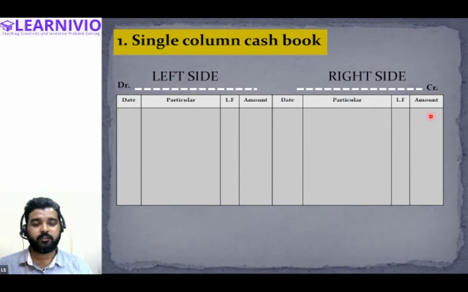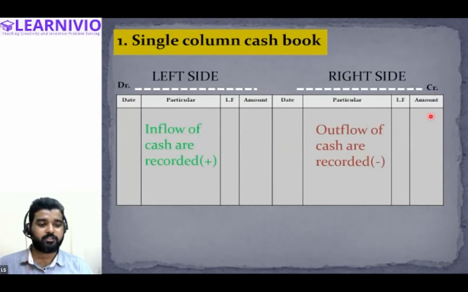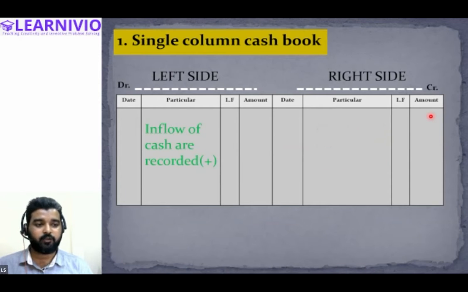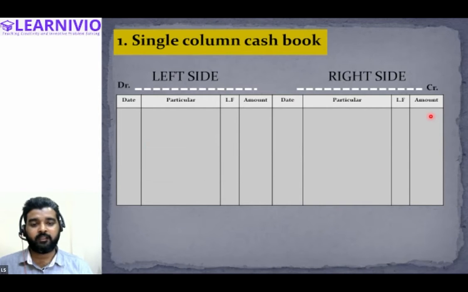Now listen to me very carefully. In the single column cash book, on the left side, what do we record? We record the inflows of cash. Whatever the cash inflow, it will be recorded in the left side of the cash book, right? On the other hand, the right side records the outflow of cash. So any outflow on account of any activity, suppose you have paid salary, wages, or electricity bill, all of these expenses lead to cash outflow, right? So any outflow of cash will be recorded on the right side of the cash book, and all inflows are recorded on the debit side, that is the left side.